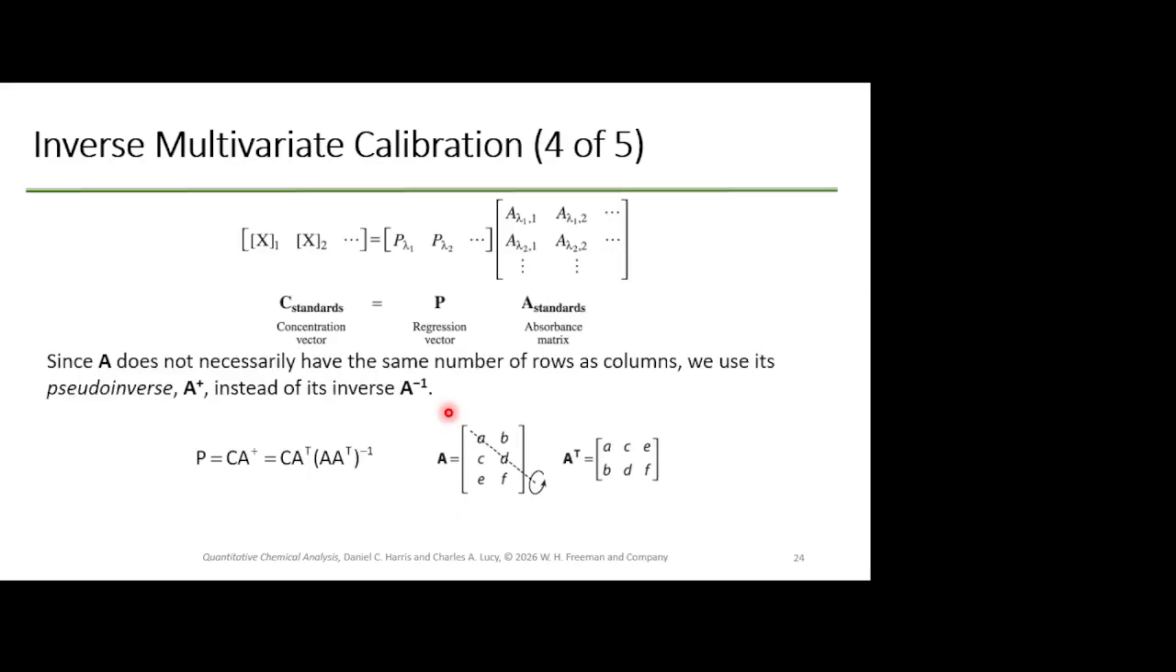Okay. So again, this is that same formula we were talking about before. A does not necessarily have the same number of rows as columns here. So we're going to use this pseudo inverse A plus instead of its inverse, which is A minus. And so we don't necessarily have to have the same number of rows and columns because we may not test the same number of wavelengths versus the number of different samplings.